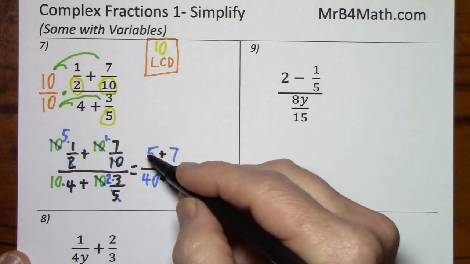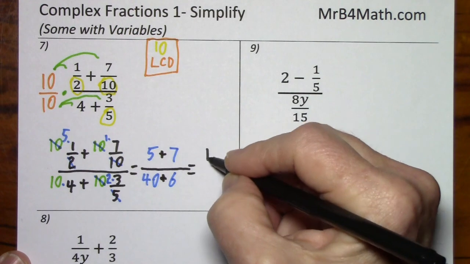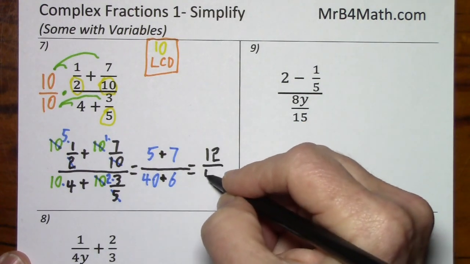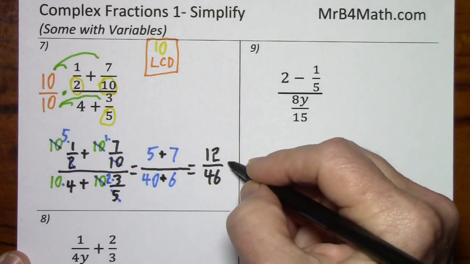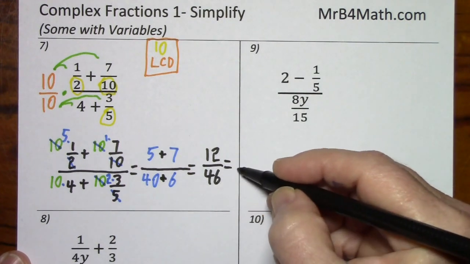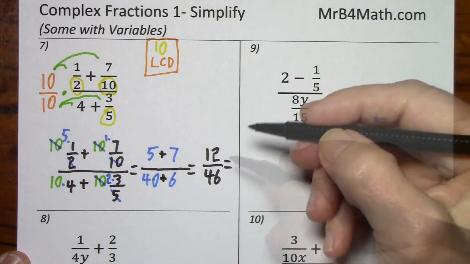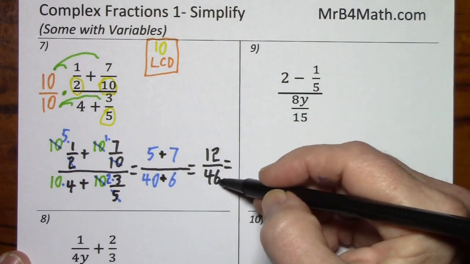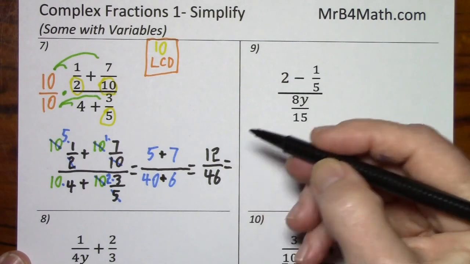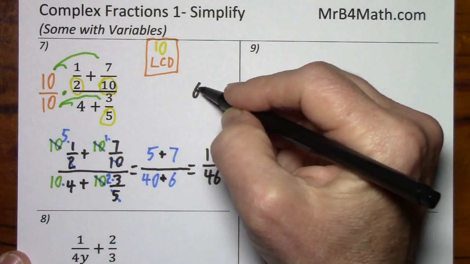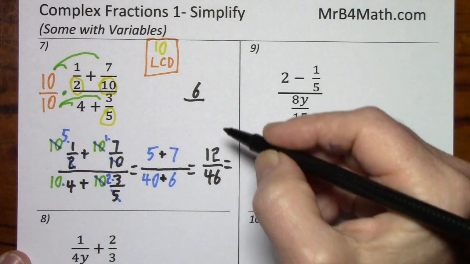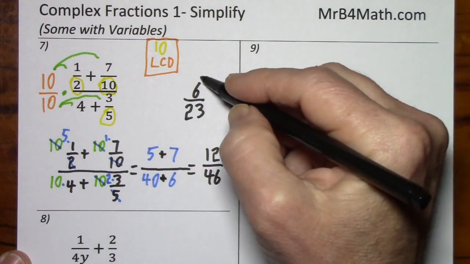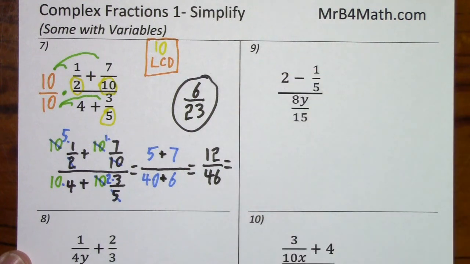So you can clean this up a little. This gives you 12 over 46, which can be simplified. Again, I've run out of room, so I'll put it up here. 12/46 can be simplified. There's a common factor of 2, so divide by 2. Divide by 2. And this is your simplified answer, 6/23.